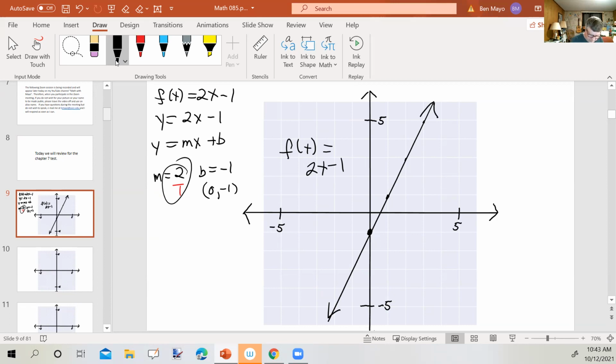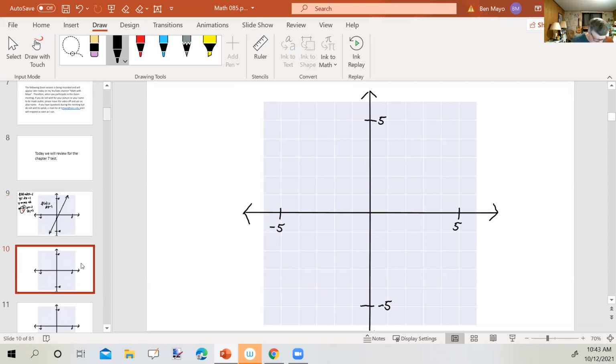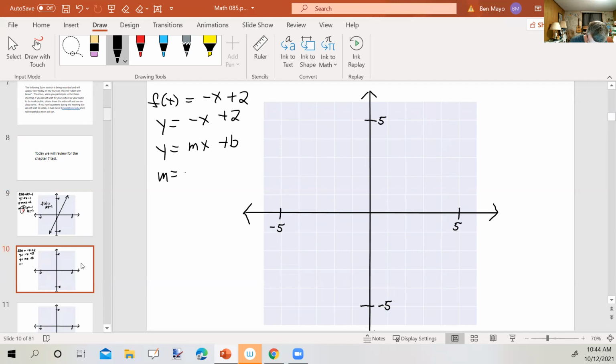All right, here's another one. F of x equals -x plus 2. This is the same thing as y equals -x plus 2. So using y equals mx plus b, the slope is -1, because recall there's an implied 1, so the coefficient is a -1, and the y-intercept is 2.